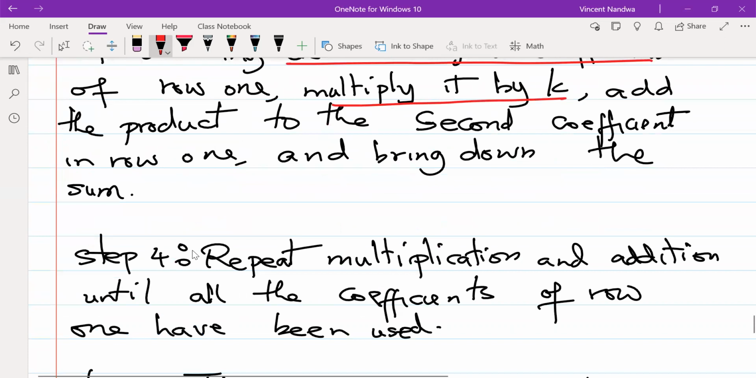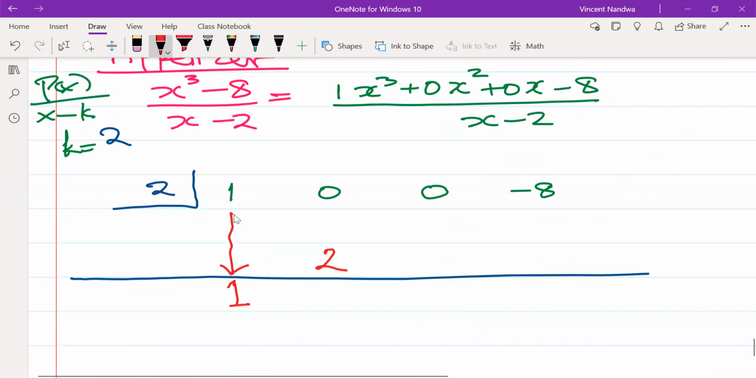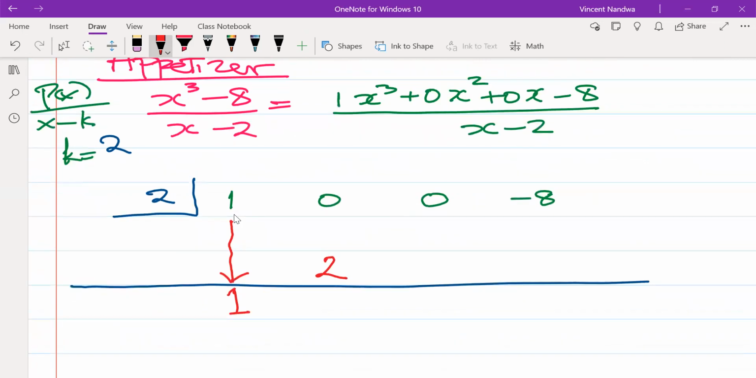Once you have done that, then bring down the sum. So you add things which are on the same column. So 2 plus 0, or 0 plus 2? 2. So you write that 2 in this position. Then we repeat the same process. So we are going to have k times this number 2. What do you get? 4. That 4 you write in this position.